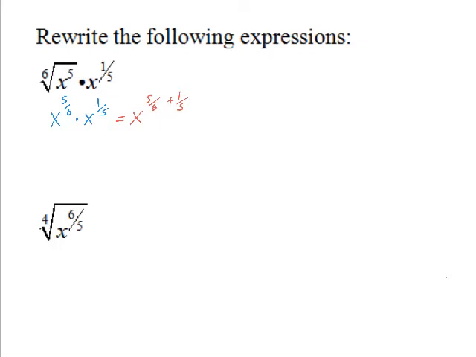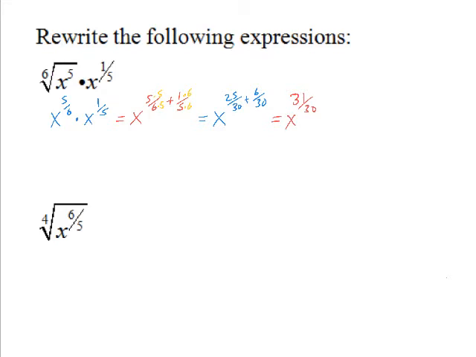Okay? Now, to do that, we have to get common denominators. So we multiply top and bottom here by 5, and top and bottom here by 6. So the denominator for both is 30. So we now have x to the 25/30ths plus 6/30ths. Alrighty. From there, 25 plus 6 is 31/30ths. Don't forget my x there. So x to the 31/30ths.